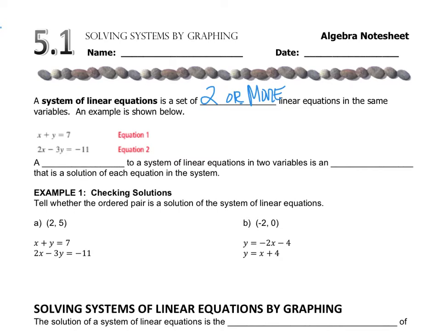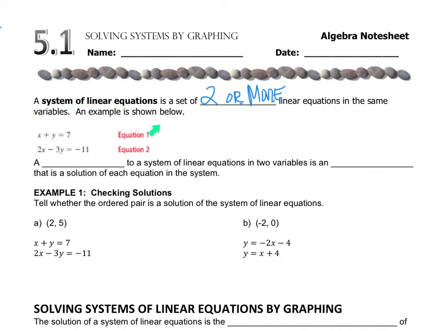A system of linear equations is a set of 2 or more linear equations in the same variables. So most of the examples we're going to be doing this year use x's and y's, those 2 variables, but you can have many different variables as long as both equations have the same variables. So an example is the following here.